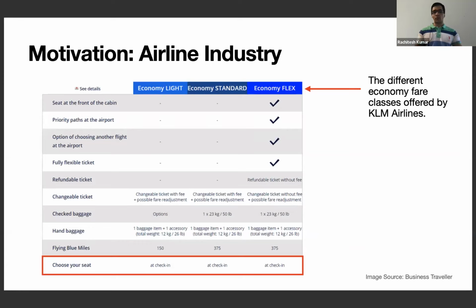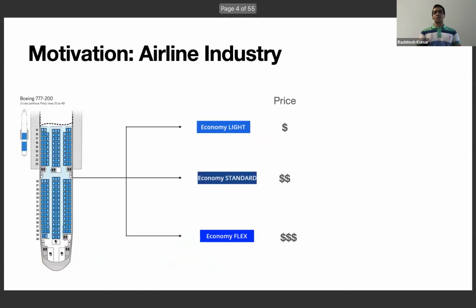But the important thing to note here, at the bottom of the screen, is that all three tickets at the end of the day give you access to one seat in the economy class of the plane. So from the airline's perspective, you have this pool of economy seats that you want to efficiently sell to these three different fare classes. And as you might imagine, the greater the number of perks, the greater the price of the ticket. So economy flex customers bring in the most revenue for the airline, and economy light the least.